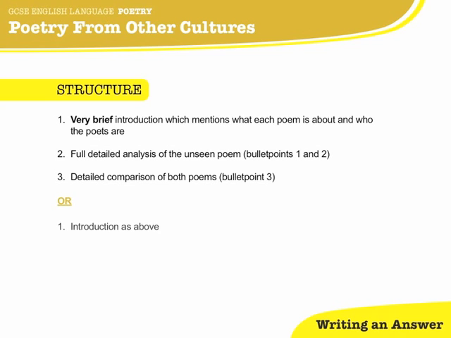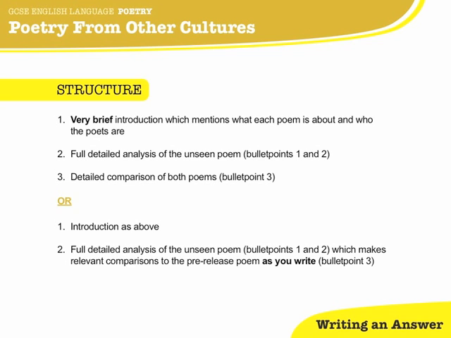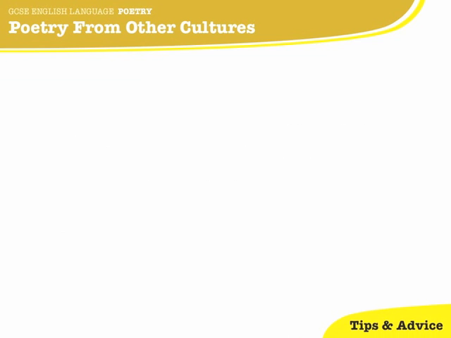Or, method 2, with an introduction the same as above, but then a full detailed analysis of the unseen poem covering bullet points 1 and 2, which makes relevant comparisons to the pre-release poem as you're writing. Bullet point 3. I would suggest to you that if you want to avoid getting confused and you want to keep your answer simple and straightforward, follow method 1 and use the bullet points to help you structure your answer in that order. Let's finish with the essential points to remember.